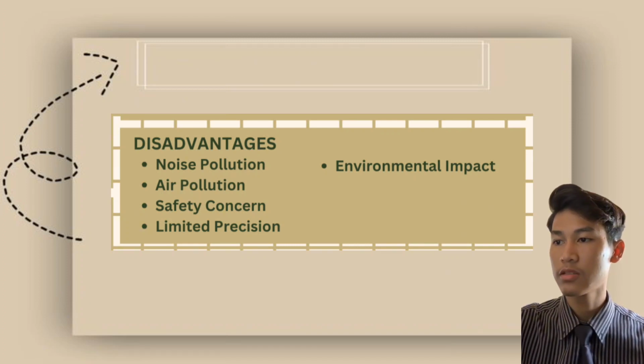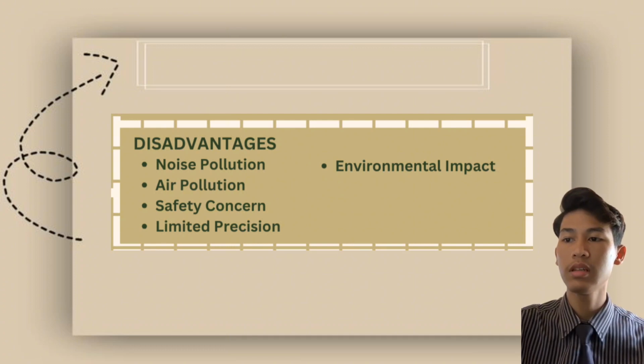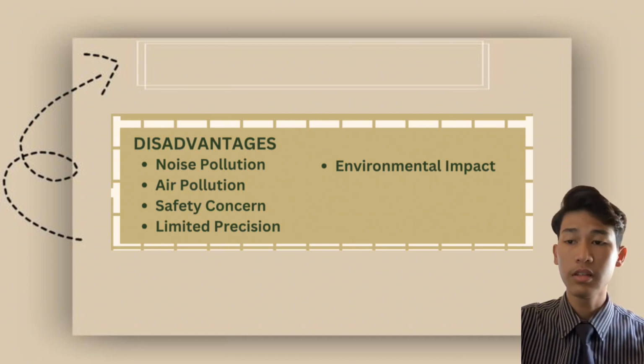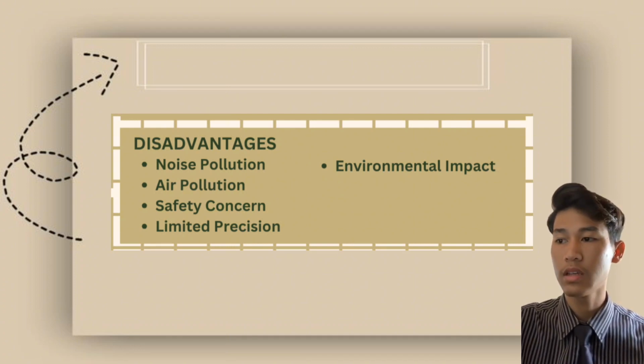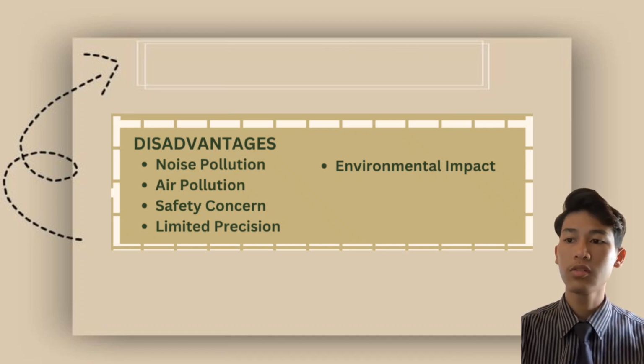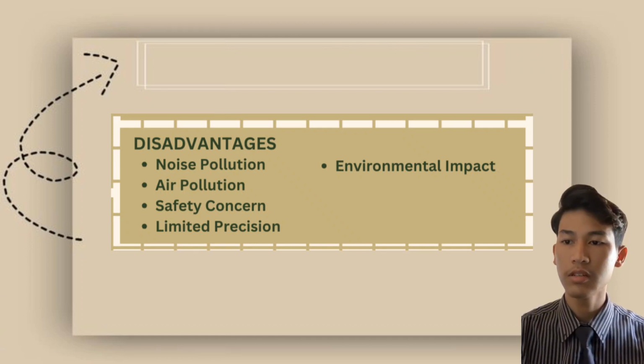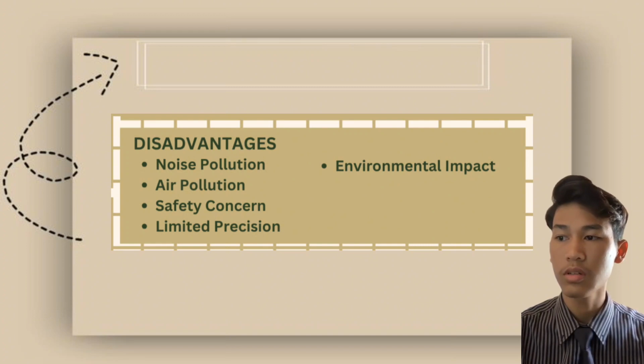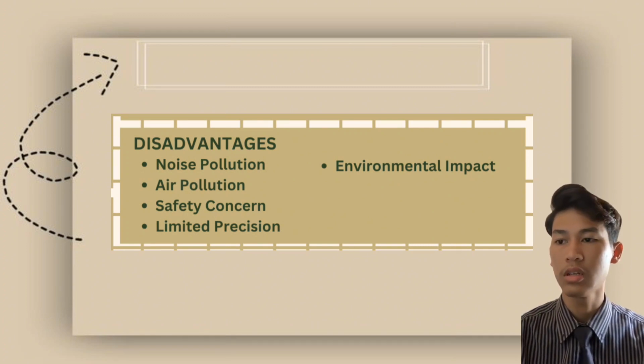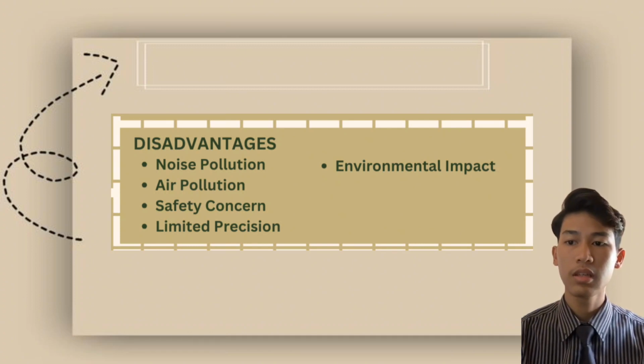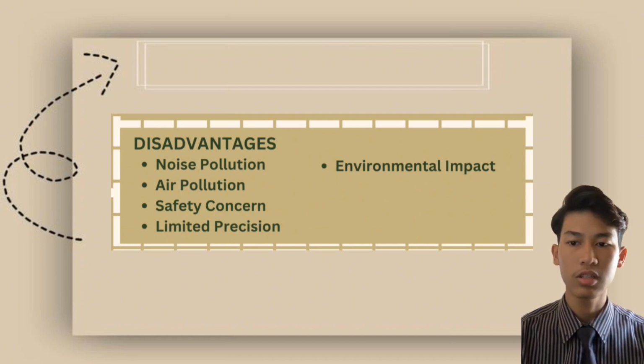Next is the last one, environmental impact. The operation of heavy machinery and the disposal of demolition waste can have adverse environmental effects. Fuel consumption and emissions from machinery contribute to carbon emission and air pollution. Improper disposal of the demolition waste can lead to soil contamination and habitat disruption, affecting the local ecosystem.